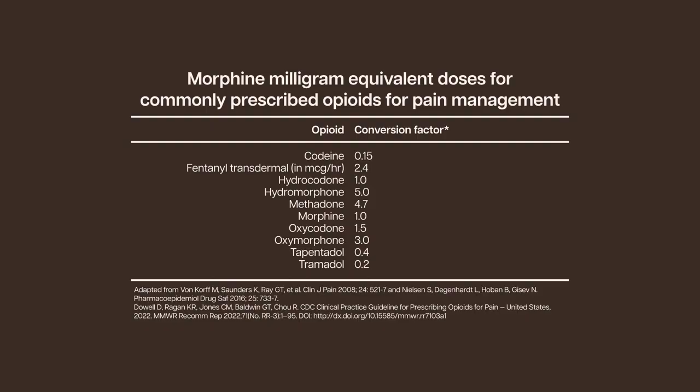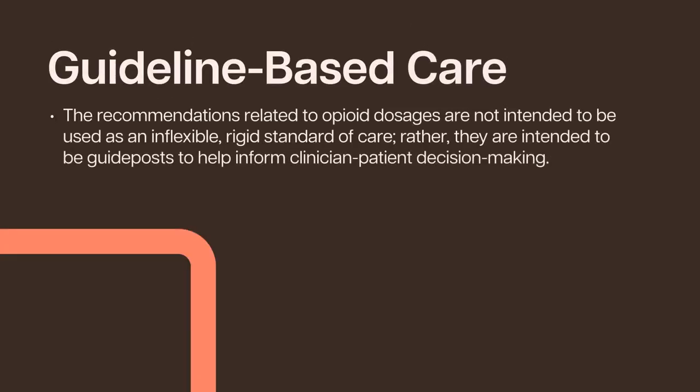A couple of things to note here. Hydrocodone is generally considered to be a 1-to-1 conversion into morphine milligram equivalents. So 1 milligram of hydrocodone can generally be considered equal to 1 milligram of oral morphine, while oxycodone is generally considered to be more potent, with 1 milligram of oxycodone equal to 1.5 morphine milligram equivalents. As I mentioned at the start, the 2022 CDC guideline really is balanced and thoughtful.